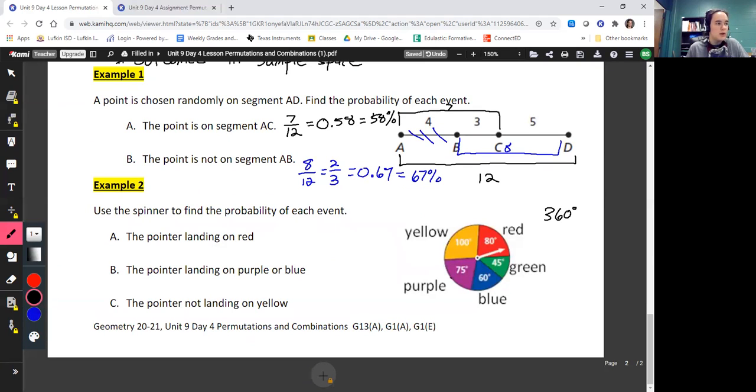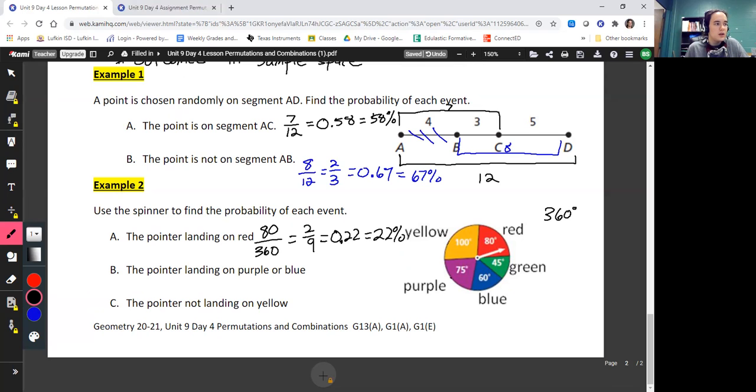So our first one, we want to find the probability of the pointer landing on red. So red is 80 degrees out of 360. So we need to reduce that fraction. 80 divided by 360 is 2/9. And we need that as a decimal as well. And we get 0.22, or 22%.